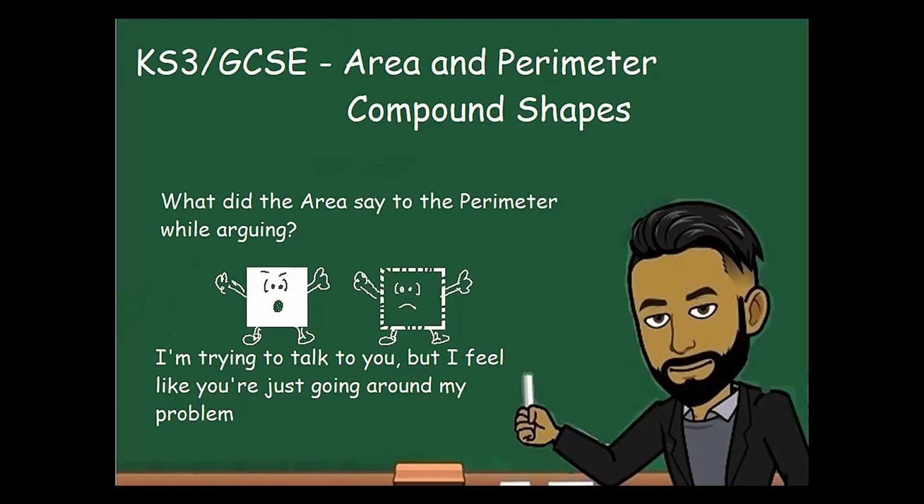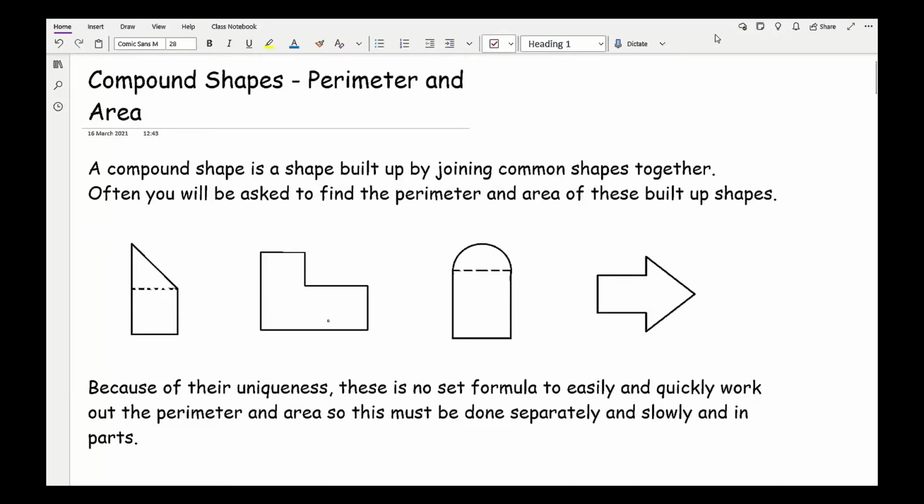So in this latest video looking at area and perimeter, we're focusing on compound shapes. Now a compound shape is a shape built by joining common shapes together. Now often you will be asked to find the perimeter and the area of these built up shapes.